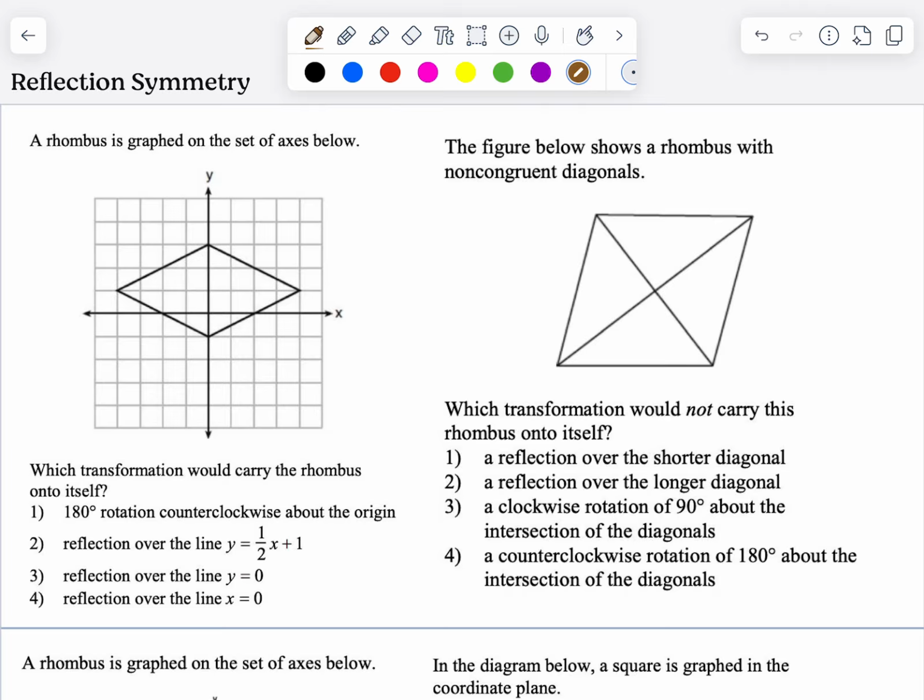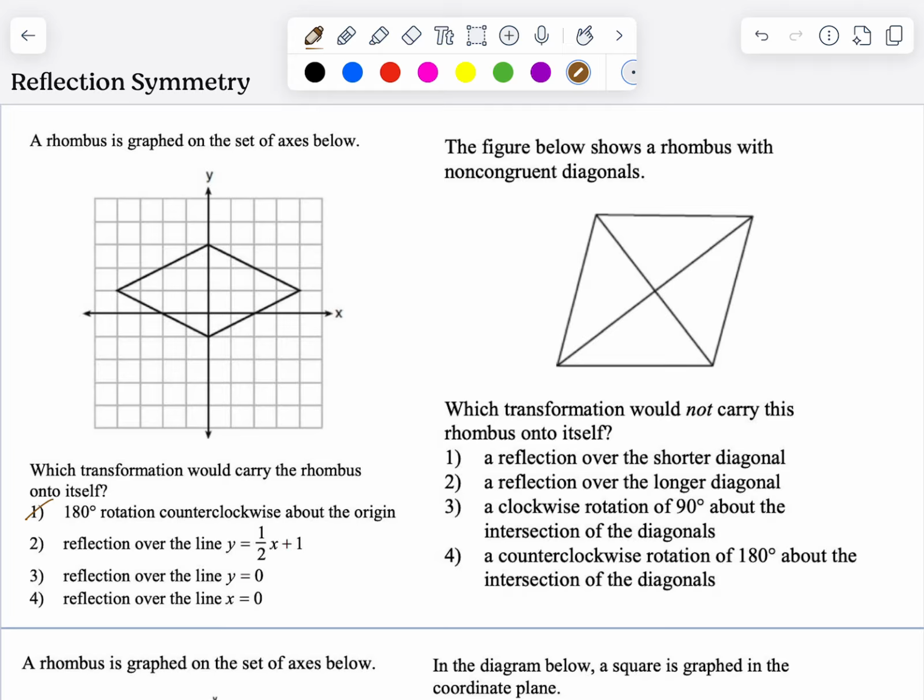Number 1, a 180-degree rotation counterclockwise, and the direction doesn't matter if we're rotating 180 degrees anyway, about the origin. So already I see that this would not work because our center of rotation is not the center of the figure. The origin is not the center of the figure. So that is gone. Number 2, reflection over the line y equals 1/2 x plus 1.